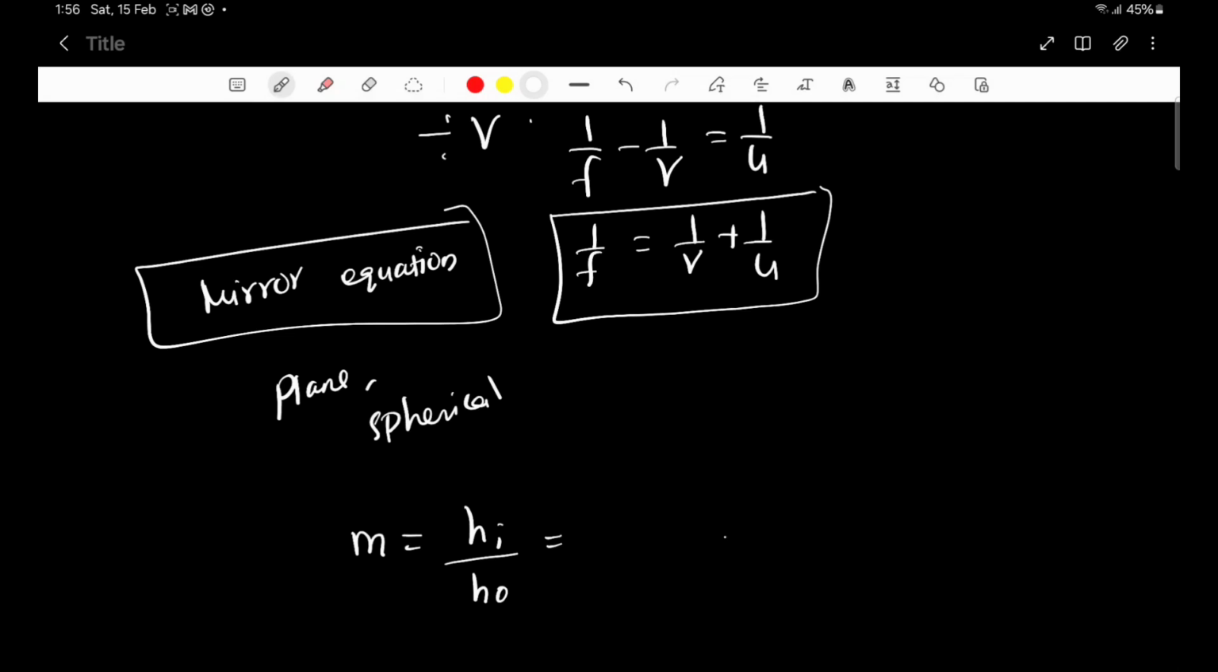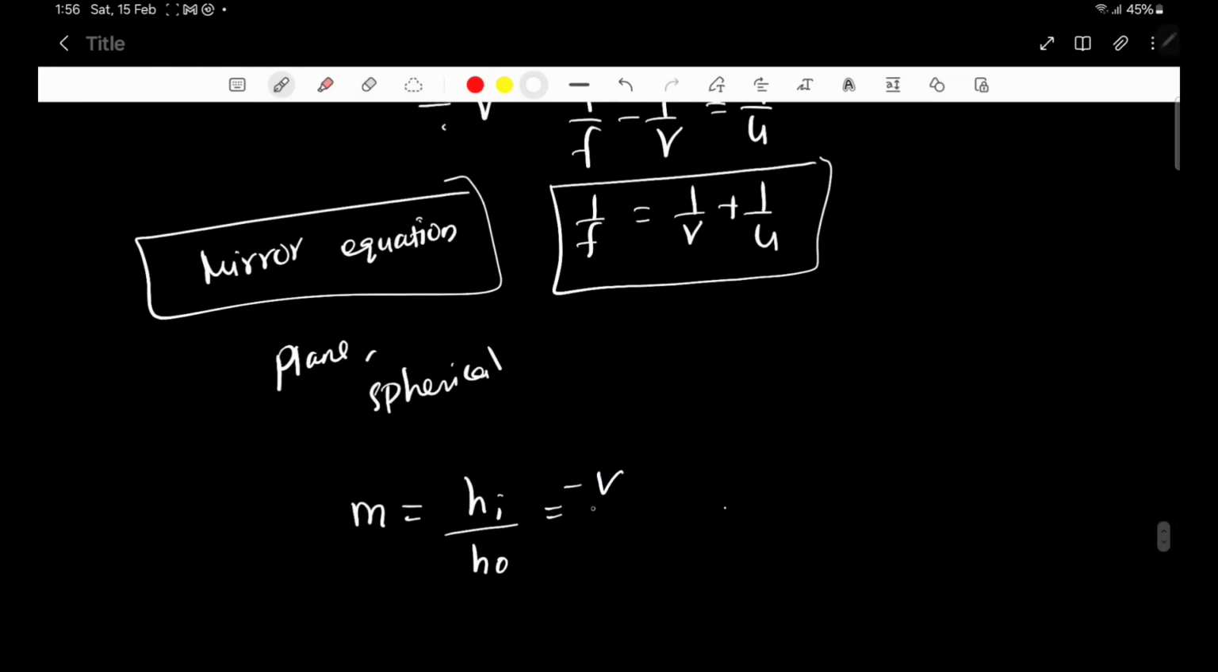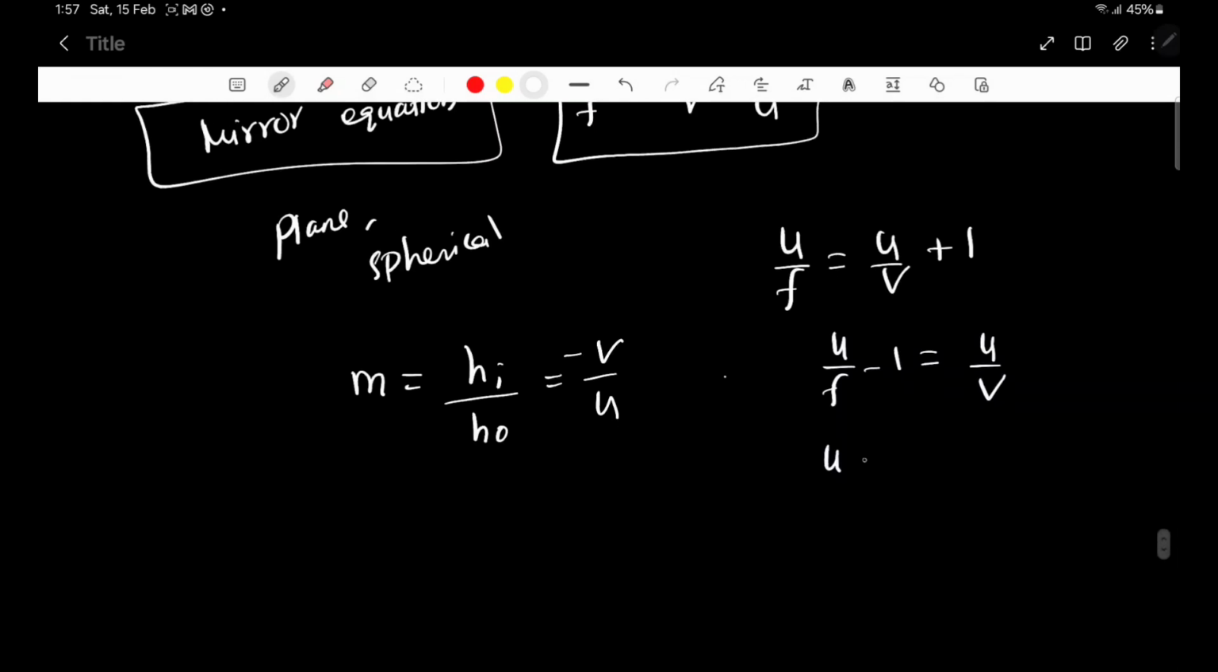Sometimes we can try to write these magnifications in terms of the object distance and in terms of the image distance also. How are we able to write that? Just consider the mirror equation, multiply the entire equation with u on either side, you will be getting u by f equal to u by v plus 1. Is it right? And bring this 1 to the other side, you will be getting u by f minus 1 equal to u by v. So, you got what? U minus f by f equal to u by v.